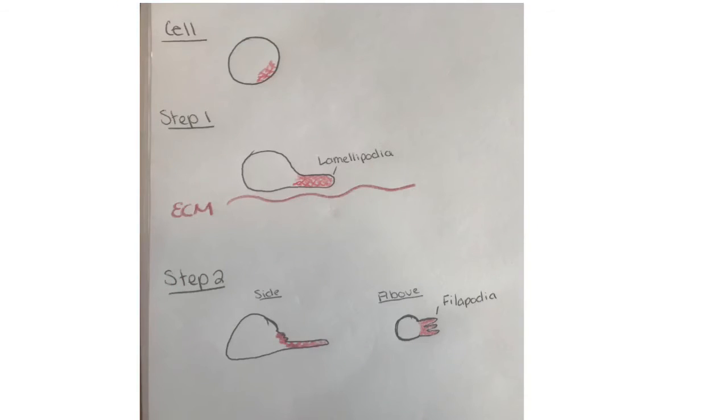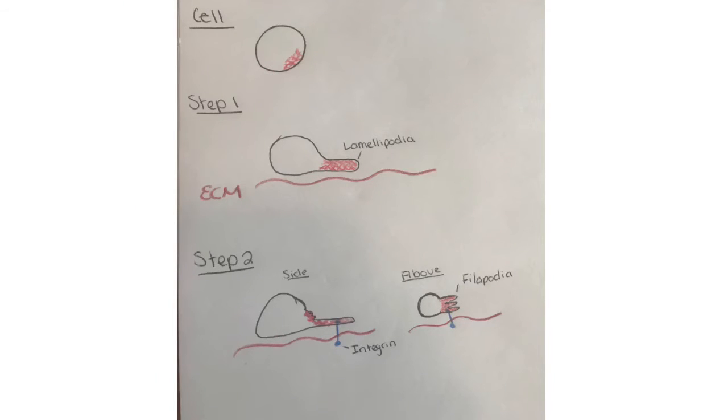Step 2 is anchoring. The finger-like protrusions adhere to the extracellular surface on which the cell is crawling, reaching an anchoring point. These protrusions are filopodia, and they contain small bundles of actin filaments with their positive end facing outward. They linearly push along the extracellular surface. Filopodium sticks to the anchor point using integrins.